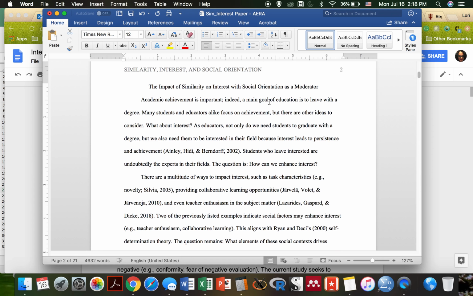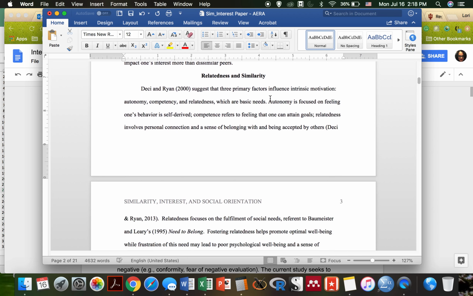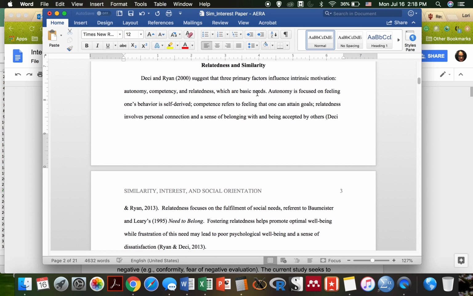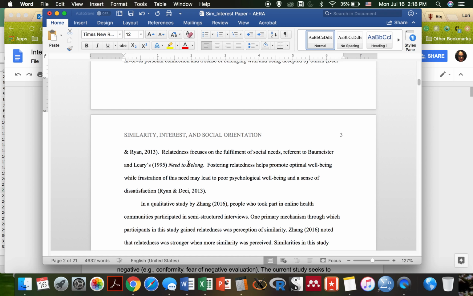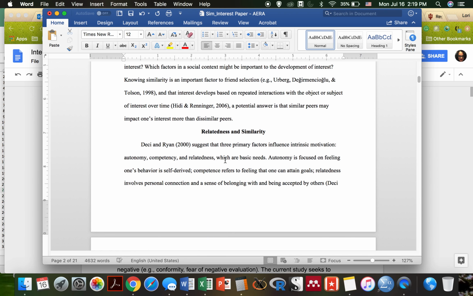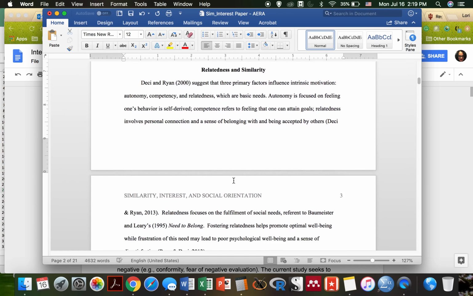Okay, so in your literature review, after the intro paragraph or paragraphs, I use 2, but you'll probably only need 1, I start to talk about the actual research. So DC and Ryan, and I use DC and Ryan here. I also use them again in another sentence. And then I also bring in Baumeister and Leary, their need to belong, and I talk about that because I'm introducing these 2 constructs together, right? So talking about relatedness and similarity.